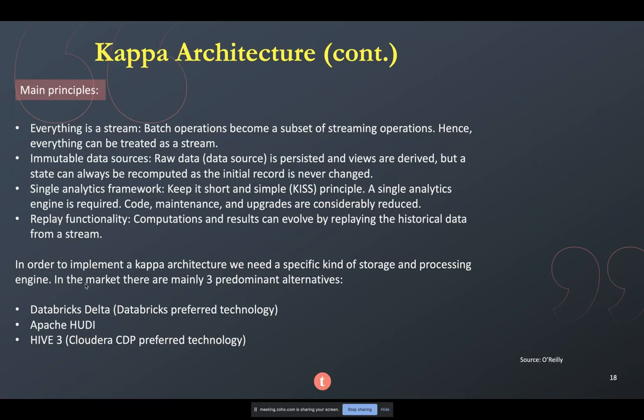Then we have Apache Hudi, that is the open source project, and then Hive 3, that is the preferred technology from Cloudera. And actually what we have seen in the market is that Databricks and Cloudera are right now the biggest players when we are talking about Kappa architecture.